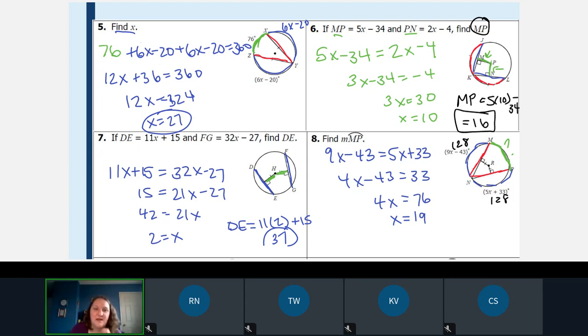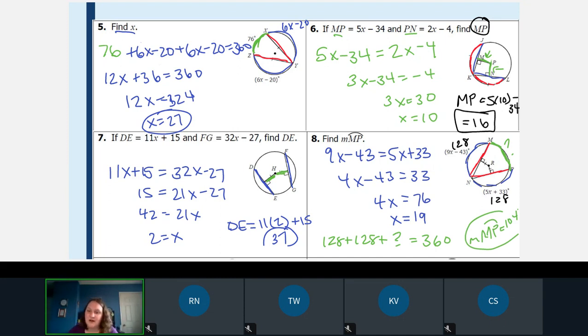All right, and a lot of you have figured this out already. The measure of a whole circle is 360. So when you add all of these arcs together, in this case, there's 3 of them, they have to add up to 360. And so, yeah, if you're saying the measure of arc MP is 104, you are correct. Good job.